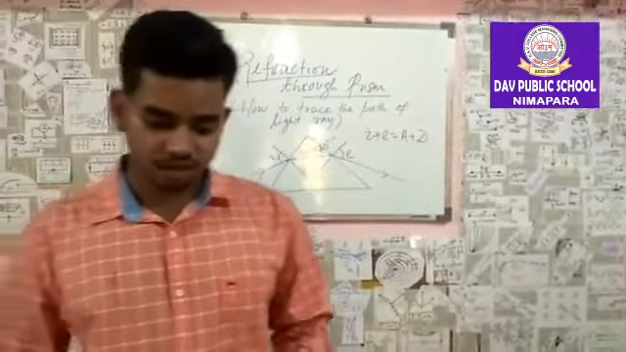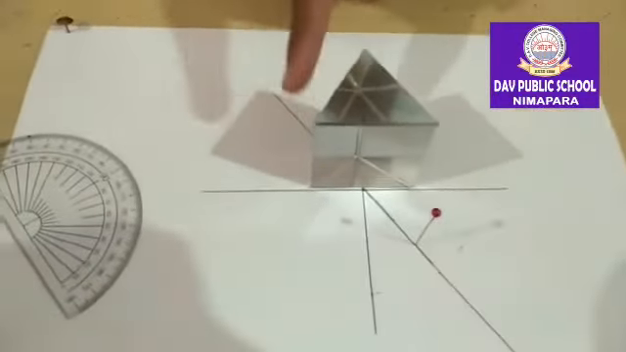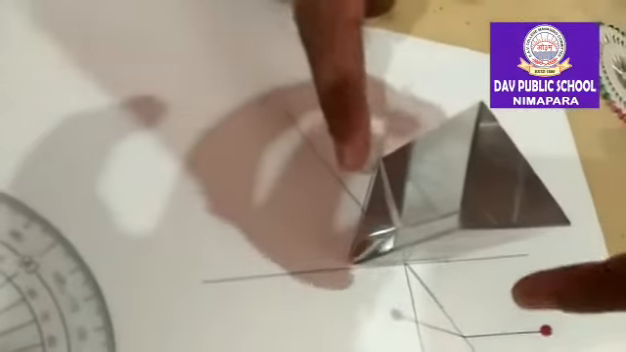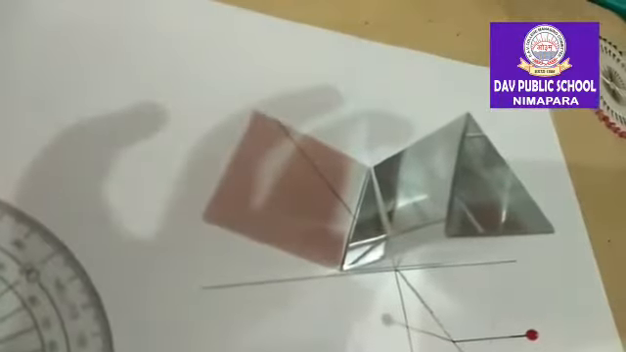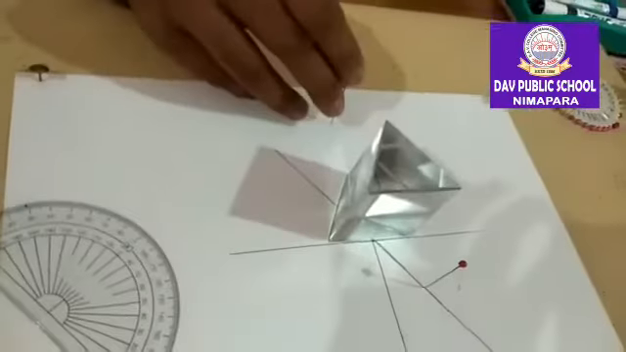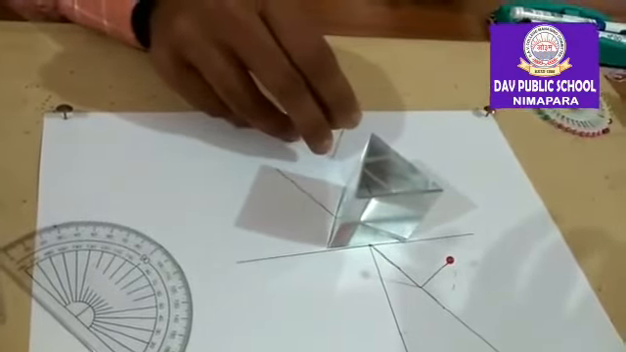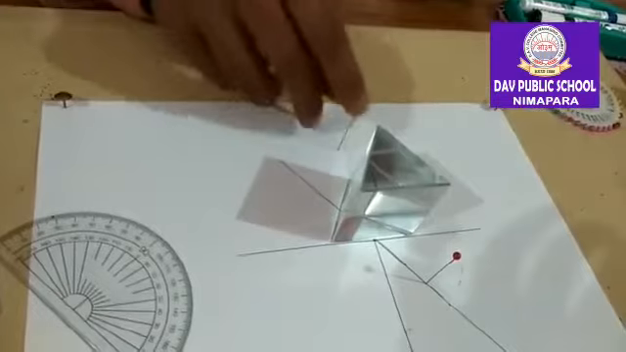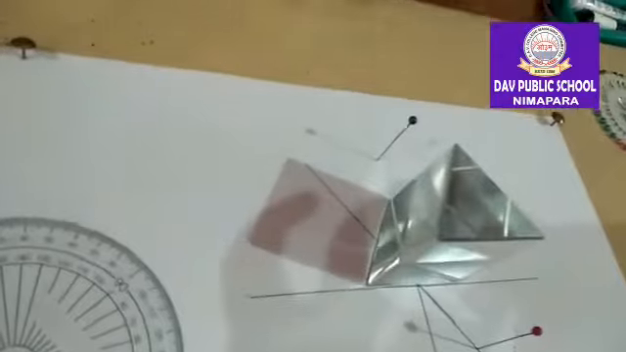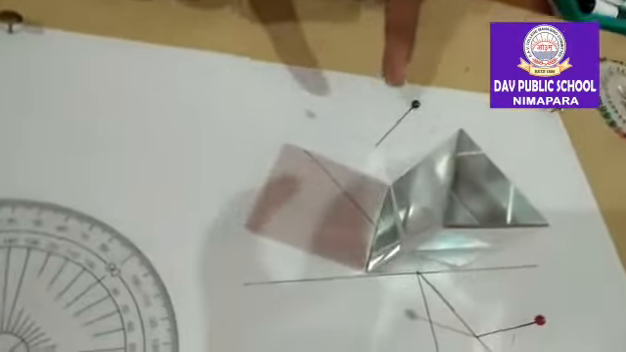So you see here, how can we get the emergent ray? We can get the emergent ray from this surface. Light will strike here, and from this surface we will get the emergent ray. So observing from this side, we have to fix two pins. These are the first and second pins, and this is the third pin, which is placed in a straight line with these two pins by looking through the prism.